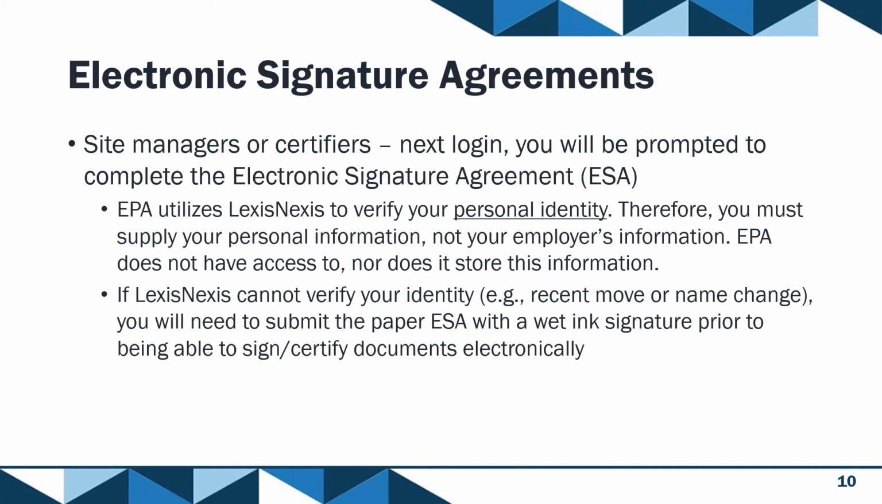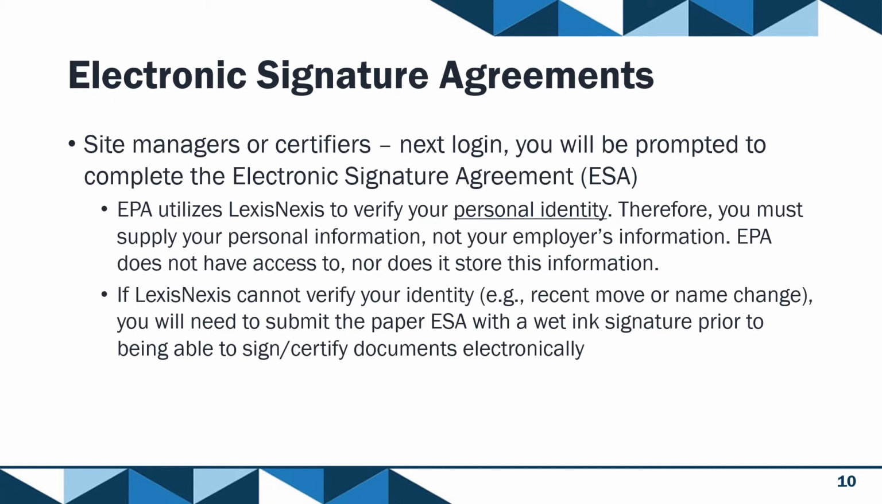If for some reason LexisNexis cannot verify your identity, and there are several reasons for that, like if you've moved recently or had a name change, you'll need to submit the paper electronic signature agreement with a wet ink signature. And the system will prompt you to do that. If for some reason it can't verify your identity, it will prompt you to submit that paper electronic signature agreement, and it will tell you where to send it.